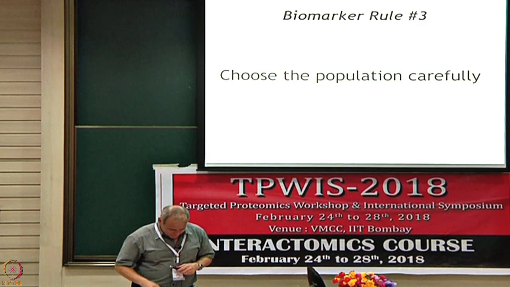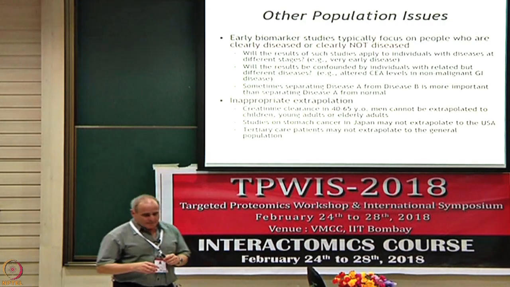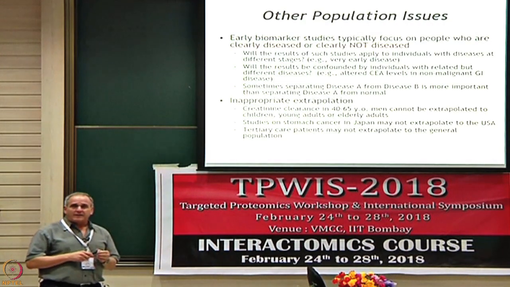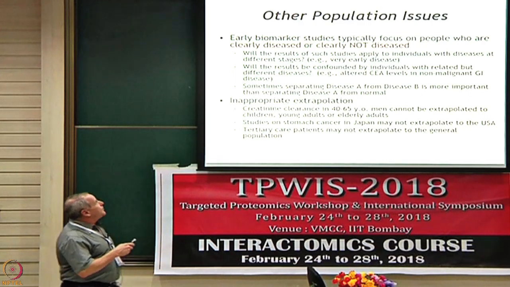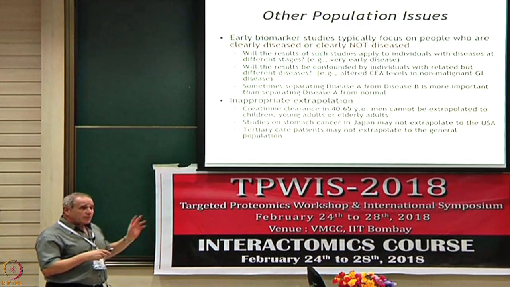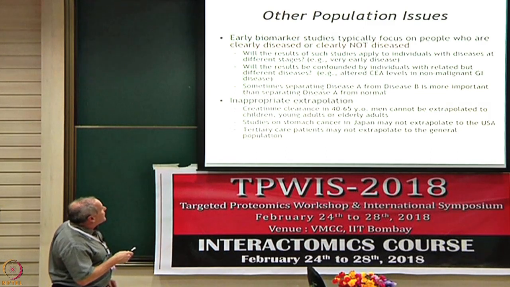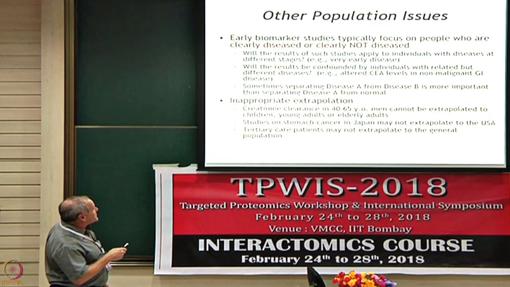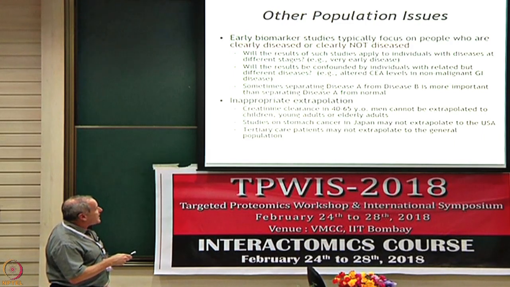All right, so if you're going to do an early biomarker study, then make sure you pick people who have early stage disease, because that's when you want to detect the disease. Will the test apply to people with different stages of disease? Could it be confounded by people with different diseases, maybe they have other things that could alter their CEA levels or have non-malignant GI disease? And just remember that sometimes it's more important to separate disease A from B than disease A from normal.